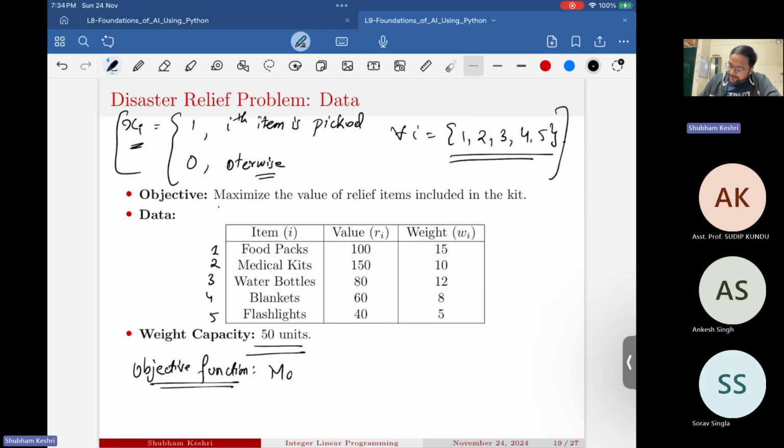We are having a maximization problem. So I'll write maximize. What will be the expression of the objective function? Think about it. We have decision variables like x1, x2, x3, x4, x5. So if I write Ri times xi and sum over i, that is 100 times x1 plus 150 times x2 plus 80 times x3 plus 60 times x4 plus 40 times x5. If I write like this, will it represent the objective function?